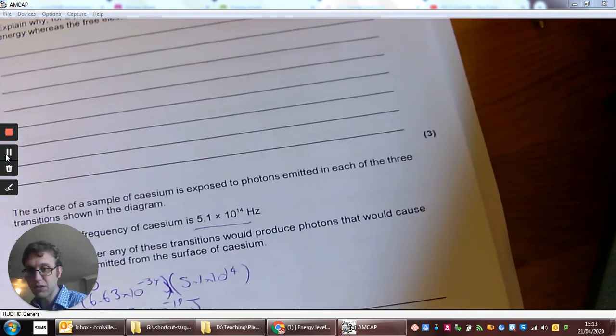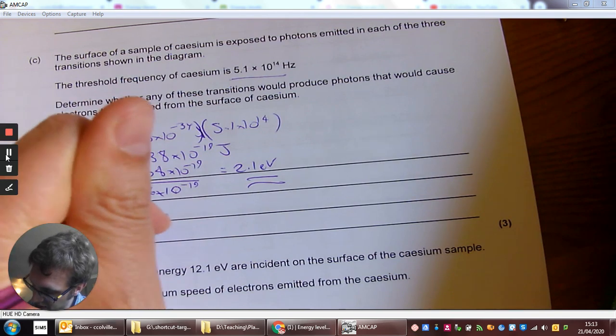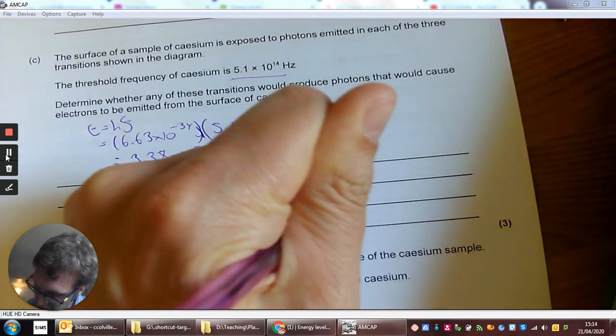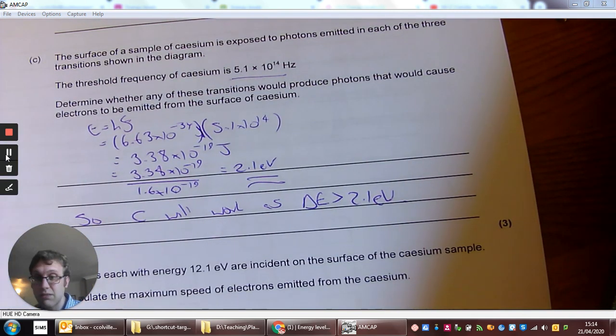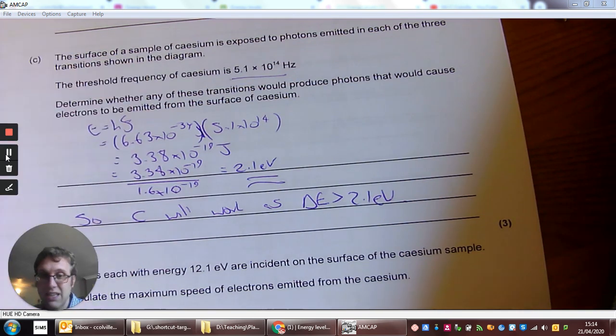So what I'll need to do back here in my question is to say that C will work as the change in energy is bigger than 2.1 electron volts. As I said, there's other ways you could have done it. You could have worked out the frequencies of all the photons that are emitted to compare it to 5.1, however you want to do it, but just making it really clear that C is the only one that will work.